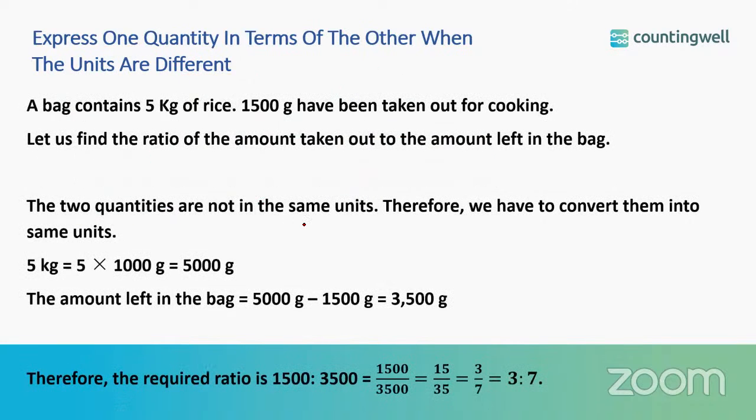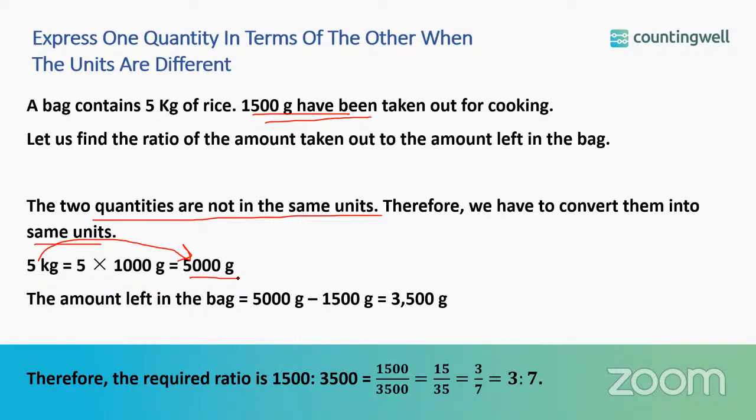Let us see one problem. A bag contains 5 kg of rice. 1,500 grams have been taken out for cooking. Let us find the ratio of the amount taken out to the amount left in the bag. The two quantities are not in the same units, therefore we have to convert them into the same units. So 5 kg we have to convert into grams, as the amount taken out for cooking is in grams. So we are converting 5 kg into grams.